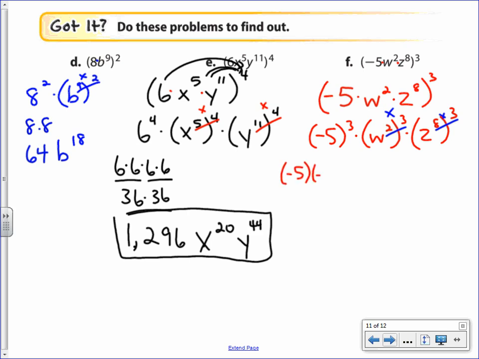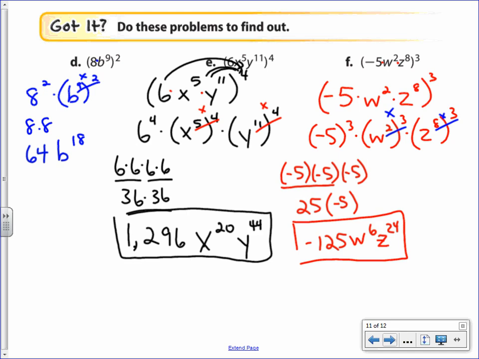Negative 5 times negative 5 times negative 5. Negative times negative is positive, and it would be positive 25. 5 quarters is $1.25, and a positive times a negative is a negative. 2 times 3, 6, and 8 times 3, good, 24. So your answer should be negative 125, w to the 6th, z to the 24th. The expectation is that that work is shown. It is not, oh, I did it in my head. The work needs to be there to be understood.